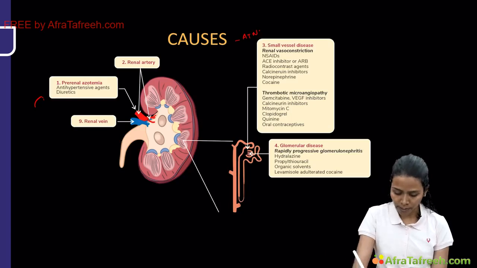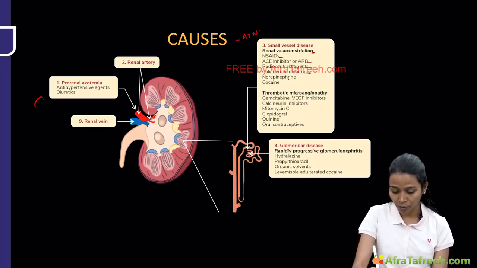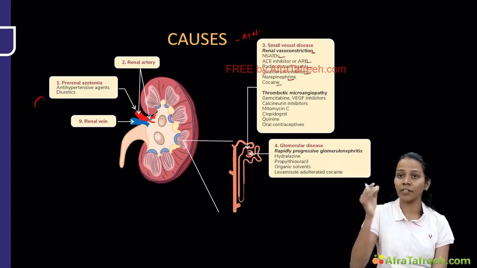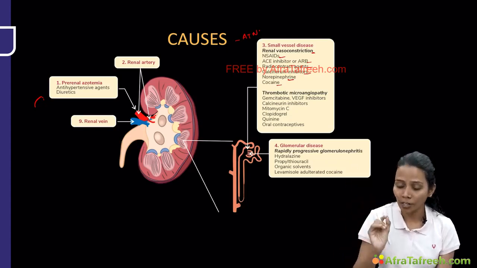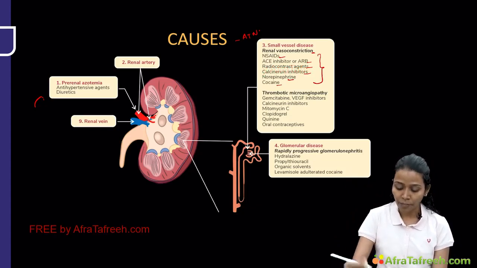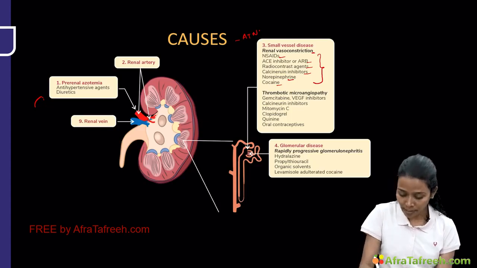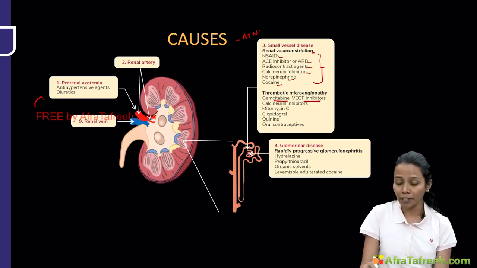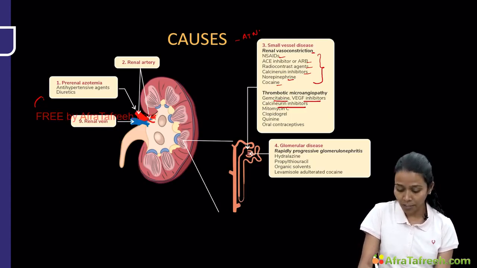Next, coming to small vessel disease, like renal vasoconstriction, which can happen because of NSAIDs, ACE inhibitors or ARBs, contrast, calcineurin inhibitors, norepinephrine, cocaine. All these cause afferent arteriolar vasoconstriction. Okay. Next, the drugs causing thrombotic microangiopathy: gemcitabine, VEGF inhibitors, calcineurin inhibitors (CNIs), mitomycin, clopidogrel, quinine and OCP.